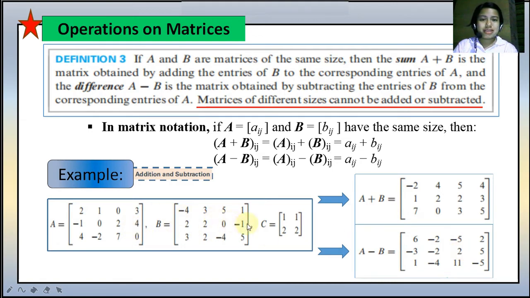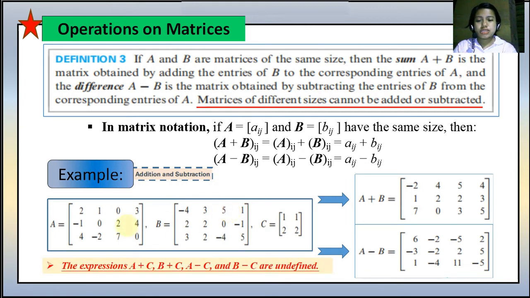4 minus negative 1, that is 5. 4 minus 3, that's 1. Negative 2 minus 2, that is negative 4. 7 minus negative 4, that is 11. Then 0 minus 5 is equal to negative 5. So this is the difference of the two matrices. The matrix here is the difference of the two matrices A and B, and we obtain the entries of this matrix by subtracting corresponding entries of A and B.